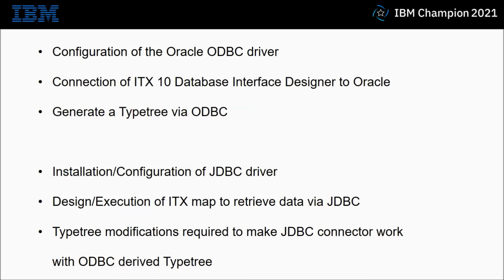In today's practical demonstration, I'll be taking you through the configuration of the Oracle ODBC driver. We will then connect the ITX 10 database interface designer to Oracle and generate a type tree via ODBC. I will then take you through the installation and configuration of the JDBC driver. We will design and execute an ITX map to retrieve data via JDBC. And then, finally, I will show the type tree modifications required to make the JDBC connector work with the ODBC derived type tree.